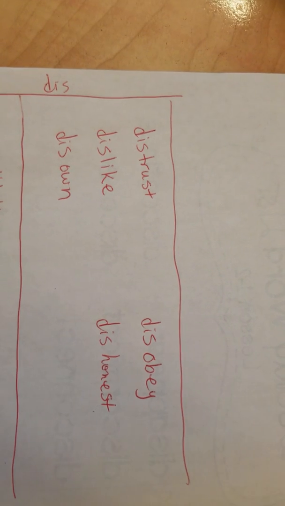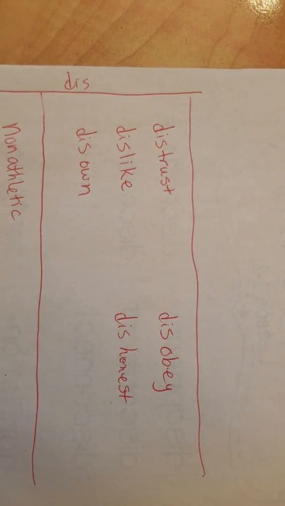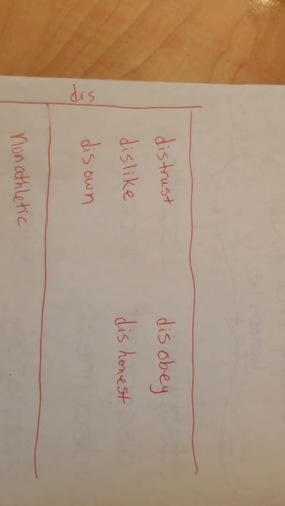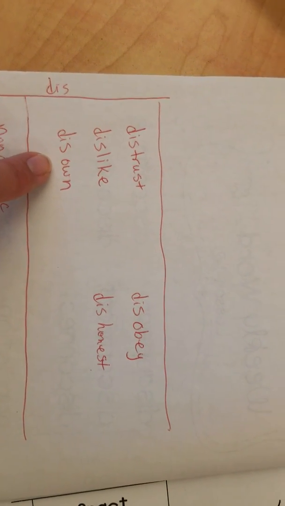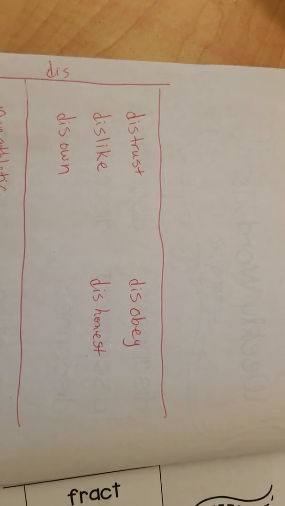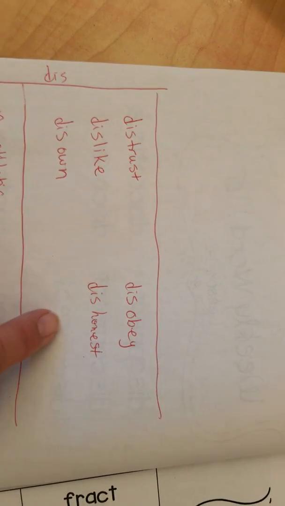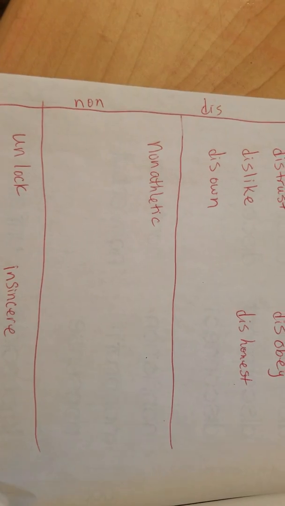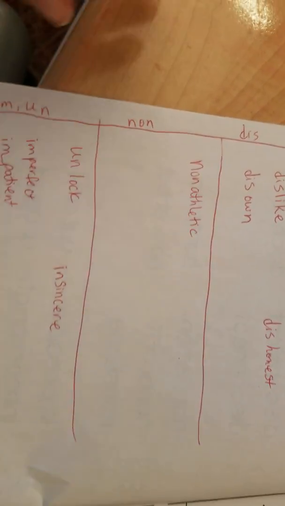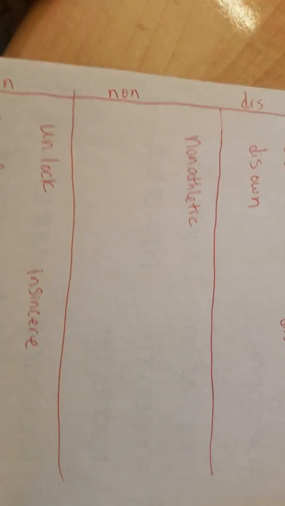Here's some words for dis. Distrust, I don't trust. Dislike, I don't like. Disown, I no longer own it. Disobey, I did not obey. Or dishonest, not honest.